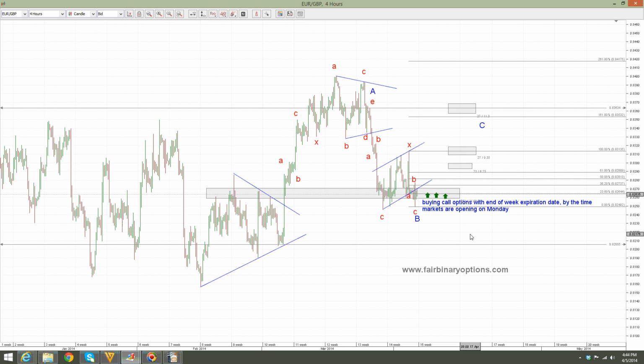Remember, whenever you are buying call options, you look for price to move to the upside, and therefore to be bigger than your striking price at the expiration date. Whenever you are buying put options, you are looking for price to move to the downside, and hence to be lower than the striking price.